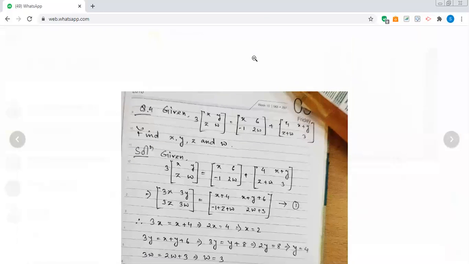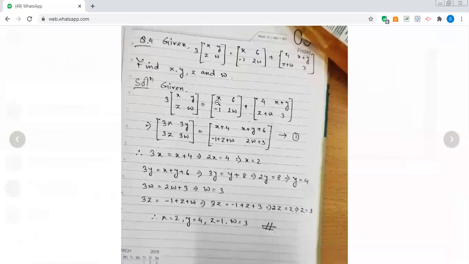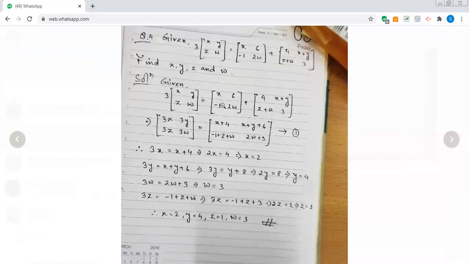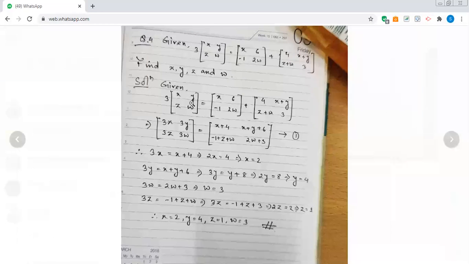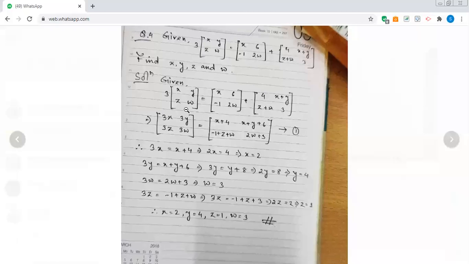So here we will check that first. So the given is written over here. Now what we need to do is the simplification part first. So first, multiply the scalar 3 with all the elements. 3 into x is 3x, 3 into y is 3y, 3z, 3w.